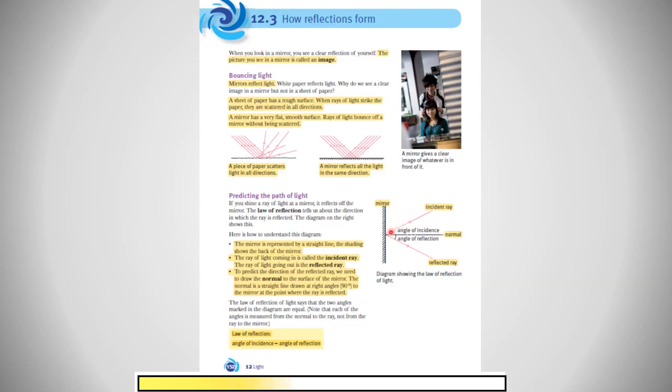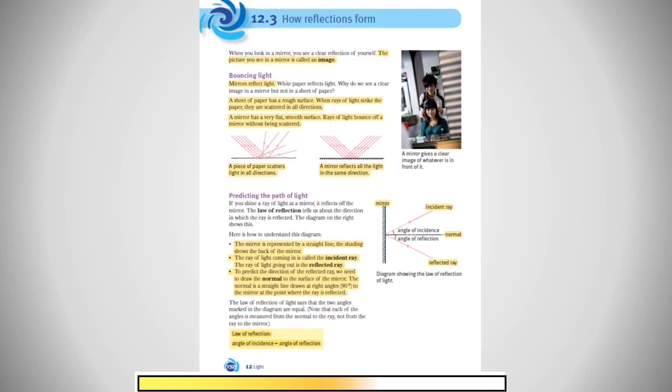This is the incident ray, reflected ray. The angle of incidence is between the incident ray and the normal line. The angle of reflection is the angle between the normal and the reflected ray. So the normal line is a virtual line that forms a 90 degree angle with the mirror.